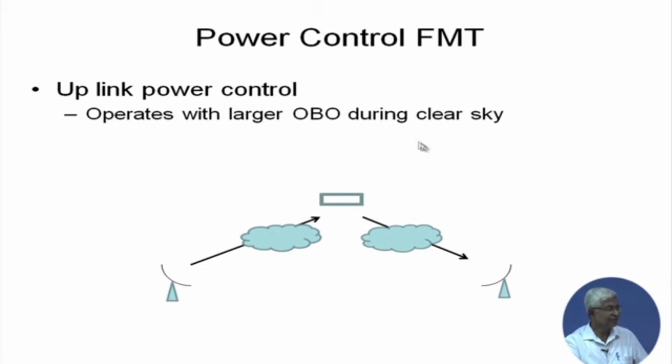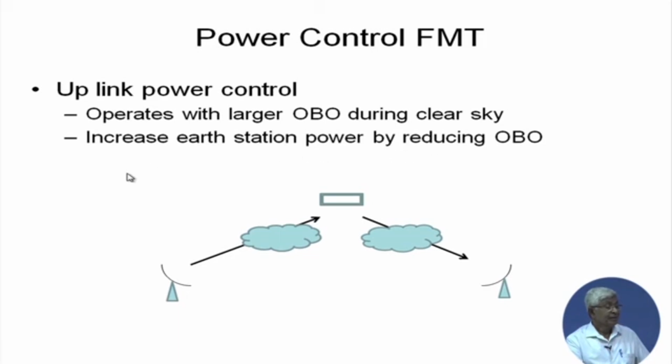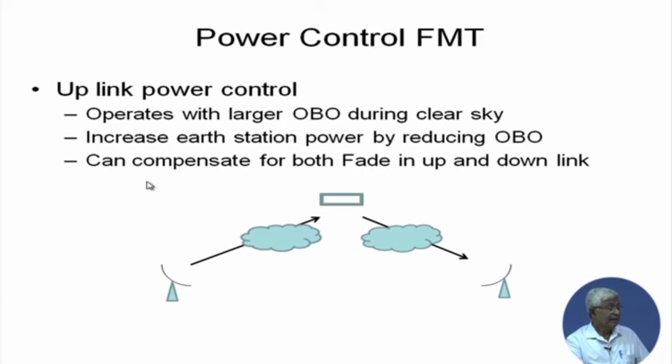You know output back off, if you remember, that was because non-linearity is coming, you have to operate in the non-linear region. So if you have to increase the EIRP, you will suddenly get into the nonlinear region. So therefore, in clear sky, you have to operate with a larger output back off, so that even during fade, when you increase the EIRP, it does not exceed the linear region and enter into the nonlinear region. Now, the uplink power is increased by reducing the output backoff, and it can compensate for fade in both uplink and downlink.